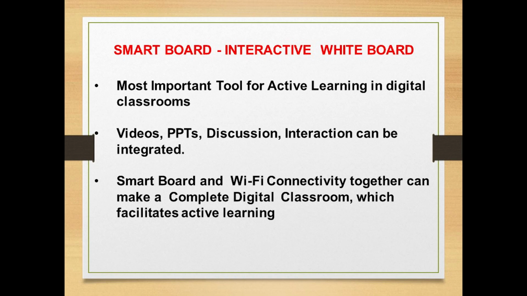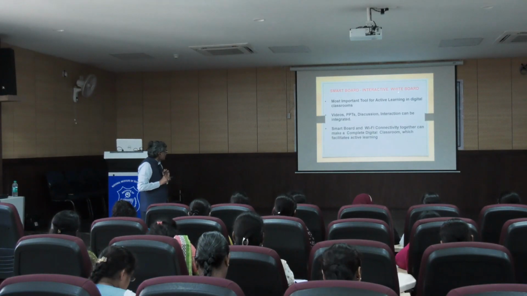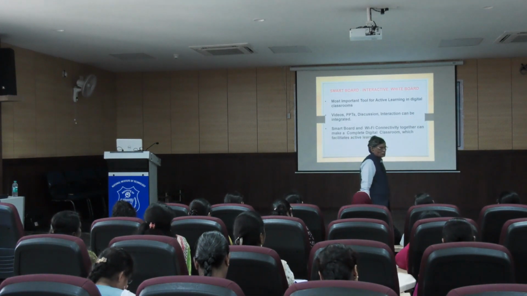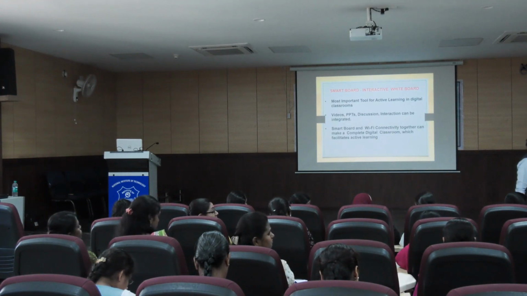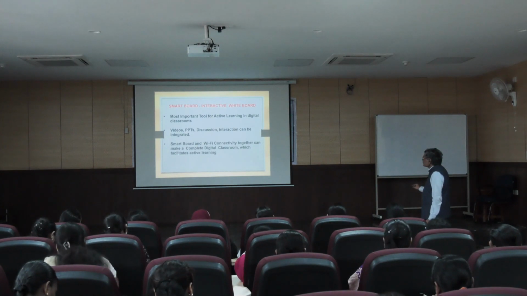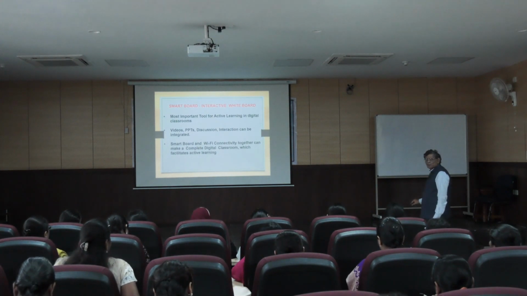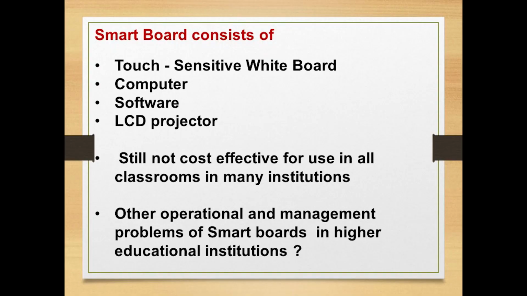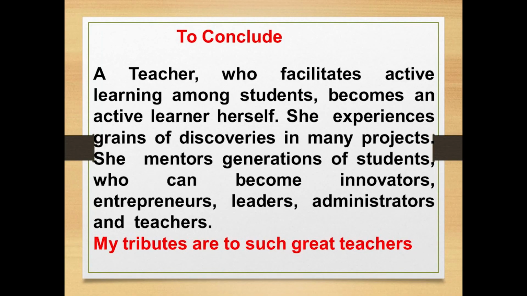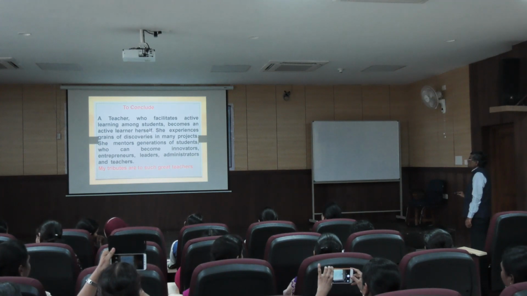Then see, the smart board, the interactive whiteboard, is the most important tool for active learning. Discussion, interaction, everything can be integrated beautifully in the smart board. So it is the greatest tool for implementation of active learning in classrooms. Smart board and Wi-Fi connectivity together make a complete digital classroom which facilitates active learning. A smart board consists of a touch-sensitive whiteboard, a computer, software, and an LCD projector.